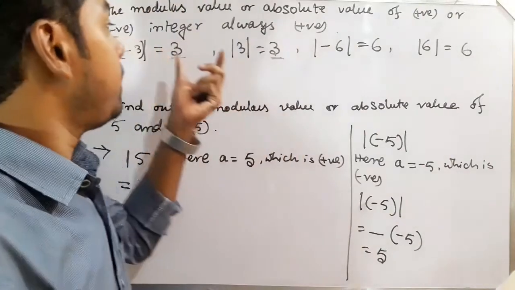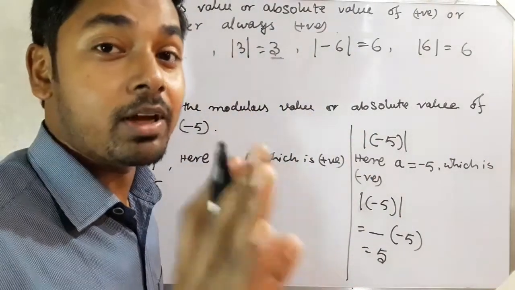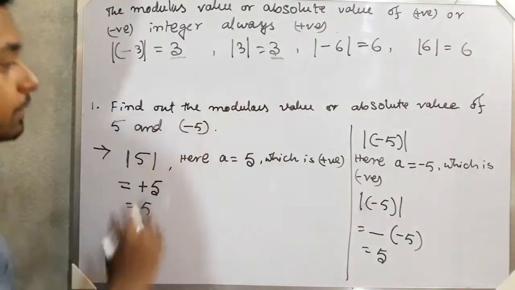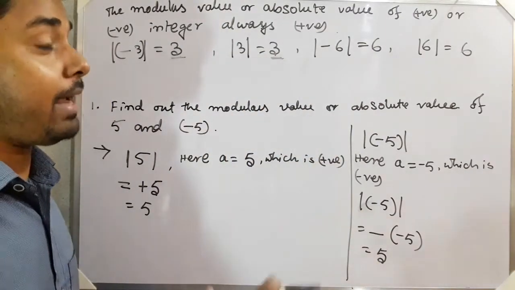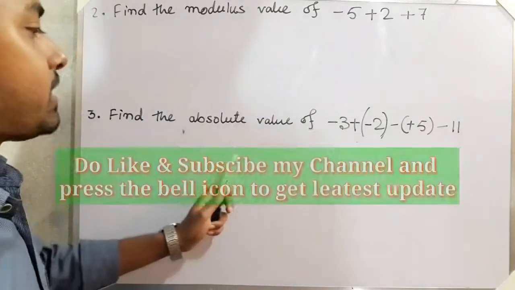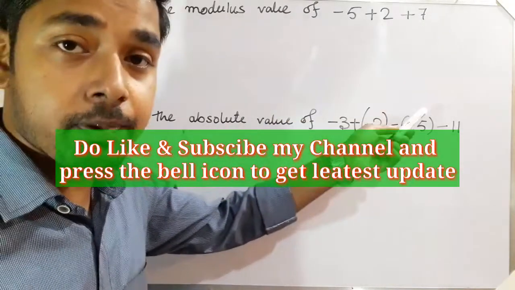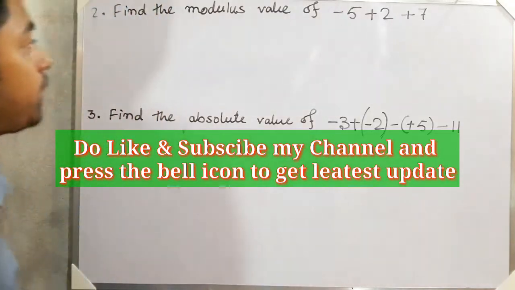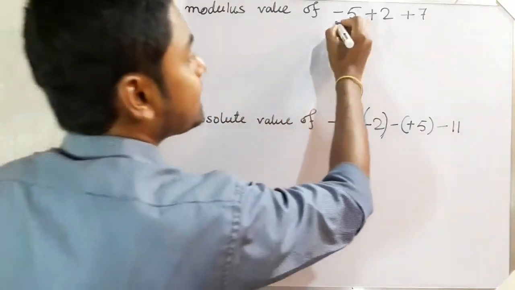Okay, so the modulus value of any integer cannot be negative because it's a distance. Suppose first of all you write down all the things, then we will have some other examples to clear it out. Now we have taken two examples, and I'm sure that after having these two examples, it will be clear to you how to find the modulus value.